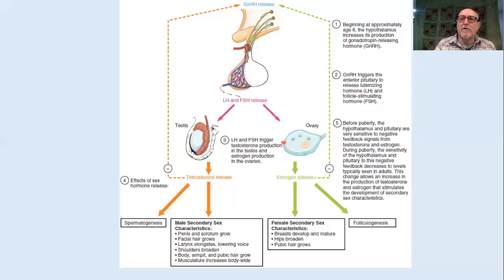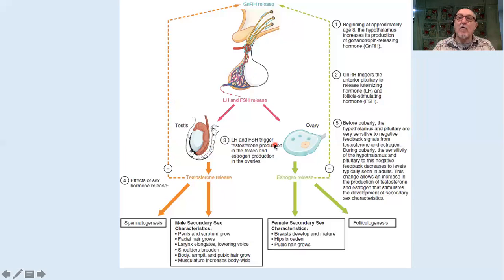But as puberty approaches, the hypothalamus itself changes. The sensitivity of the hypothalamus to the presence of these sex hormones is reduced. The hypothalamus becomes less and less sensitive, so that what happens now is it begins to release gonadotrophin releasing hormone. The pituitary successfully releases luteinizing hormone and follicle stimulating hormone. And now, instead of being shut down, in fact, there's a bit of a positive feedback. The hypothalamus begins to produce more in response to seeing sex hormone.